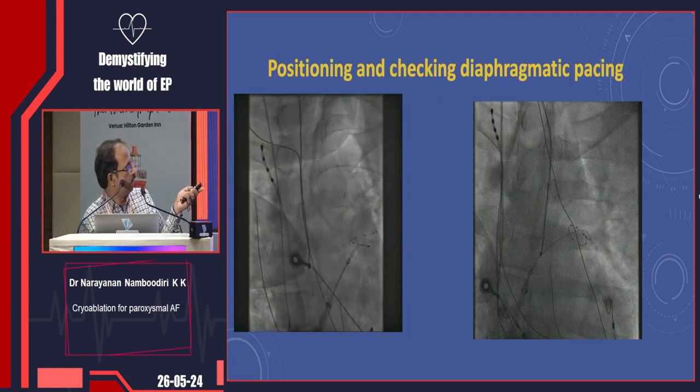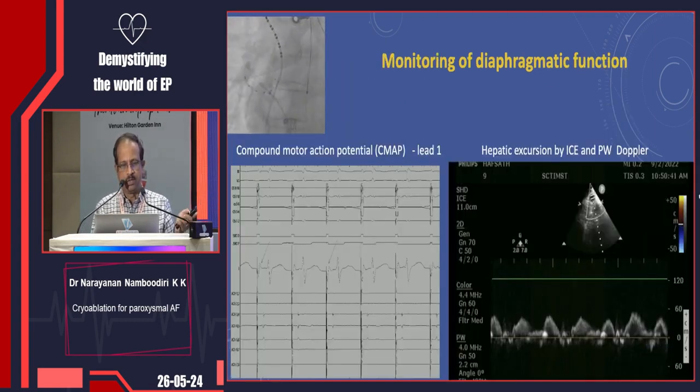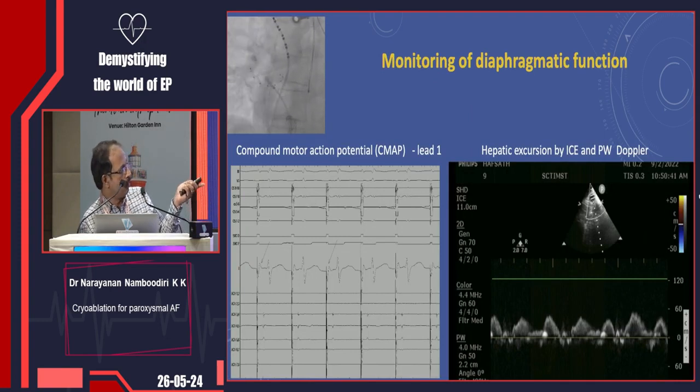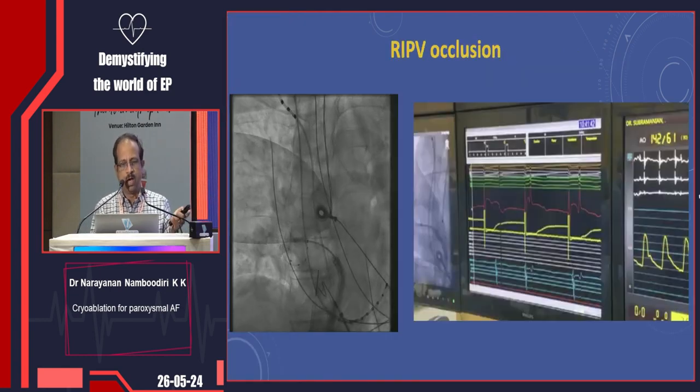This quadripolar catheter is placed somewhere close to the SVC, and during isolation you make sure it is completely monitored. Also, you have the complex motor action potential. This is a modification of lead one. You look at the positive deflection here, and also the hepatic excursion can be seen with the eyes.